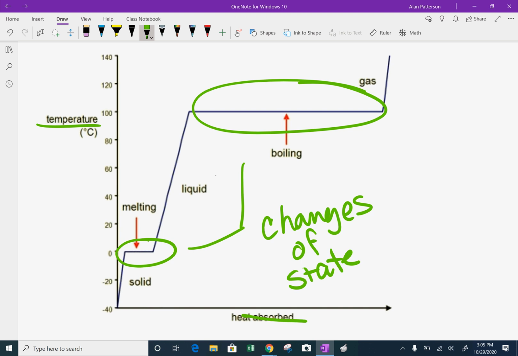It requires some amount of energy to change state. We've got to spread those particles out farther and farther. In the case of melting, what we're doing is we're overcoming the fixed positions. Those particles are locked in fixed positions. We overcome the intermolecular forces that hold those particles in fixed positions so that they can slide past each other and turn into what we call a liquid.